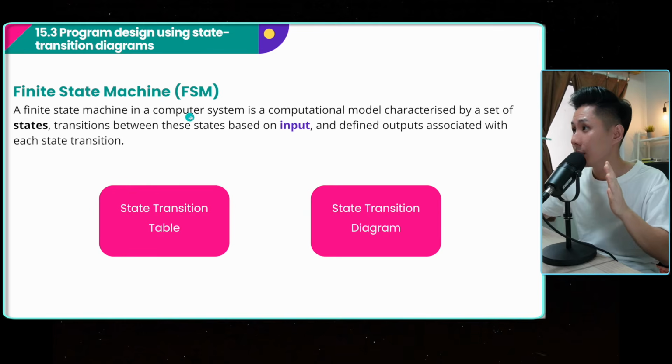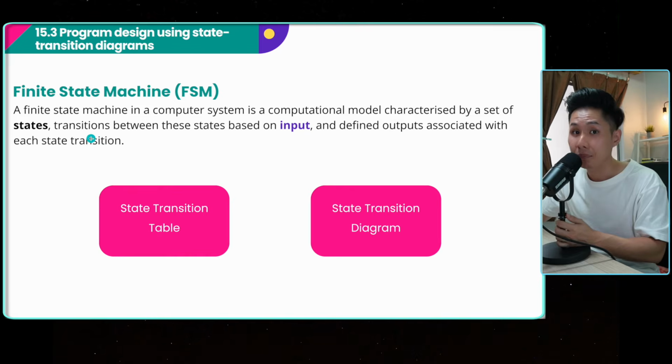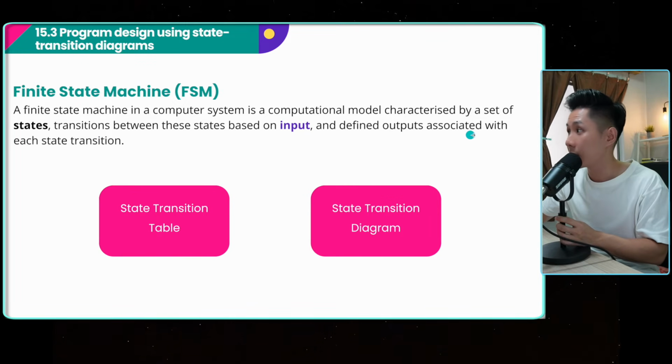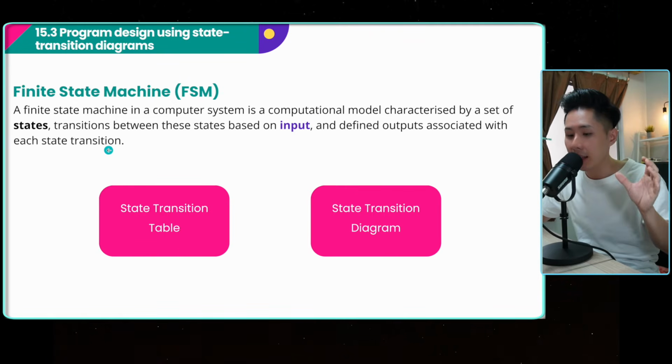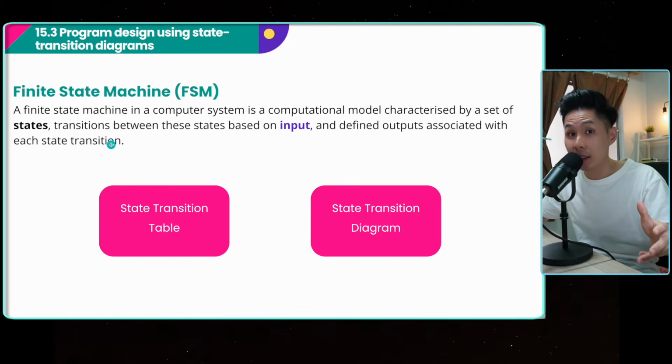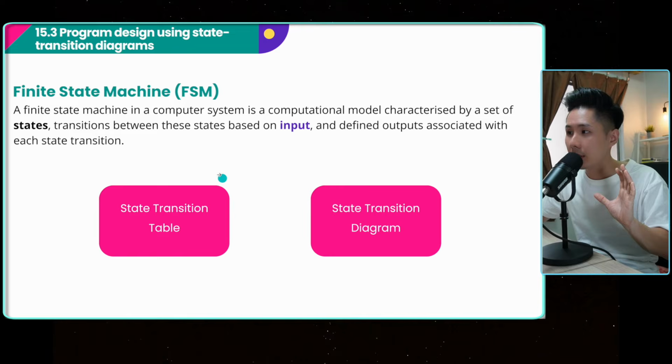Let's look into another tool that programmers might use to clarify their thought, called a finite state machine. So in a computer system, this finite state machine is a computational model characterized by a set of states and transitions between these states based on inputs, and defined outputs associated with each state transition, meaning we want to investigate what causes one state to change to another state and whether the transition will produce an output or not. And to do this, we need to look into two different types of state transition tools. One is the table, one is the diagram.